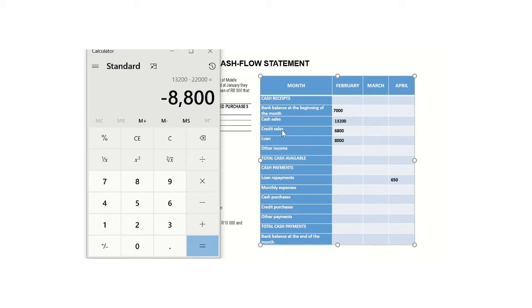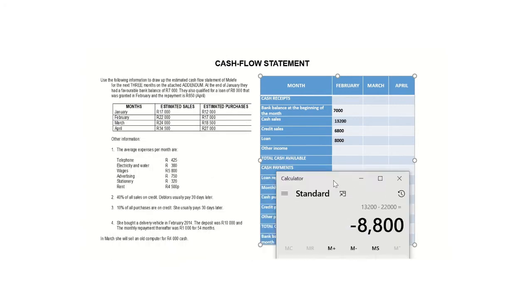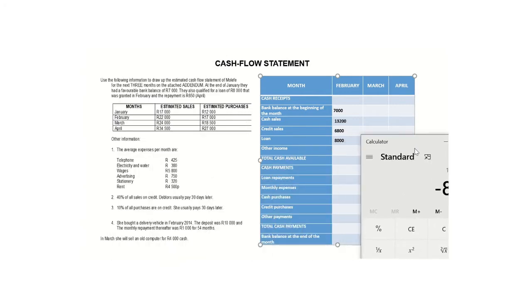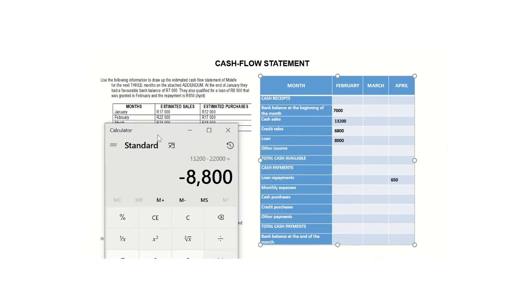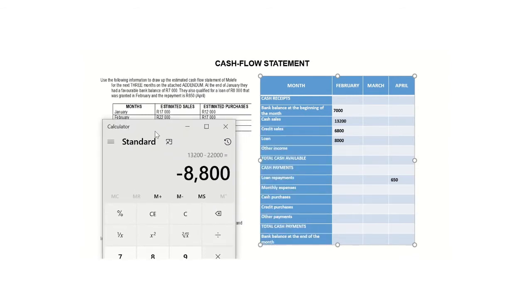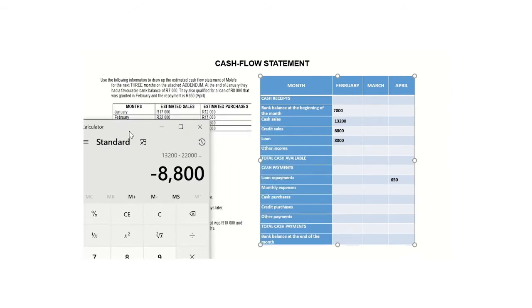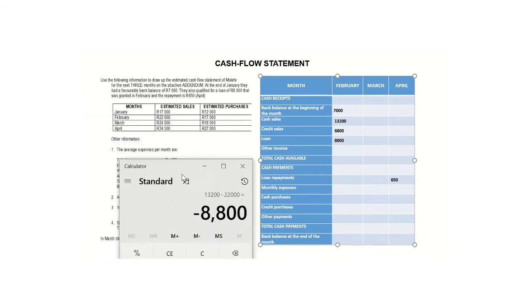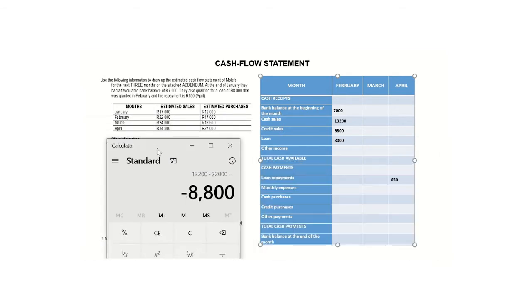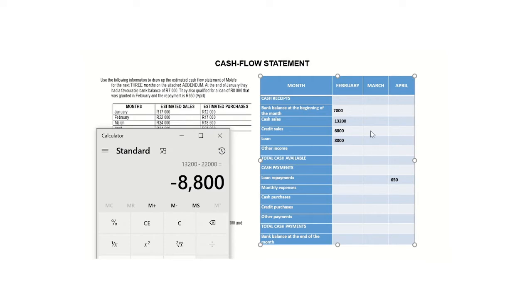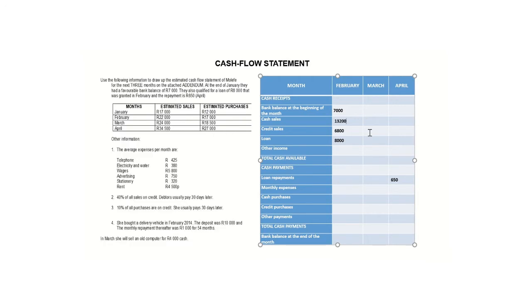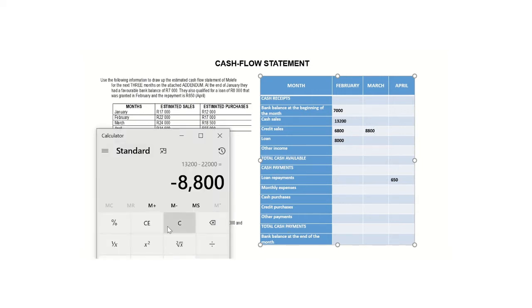So the credit portion is going to go where? The credit portion is going to go on the credit sales, which is going to be received, although it happens in February, in March. So it's going to be received here, 8,800.